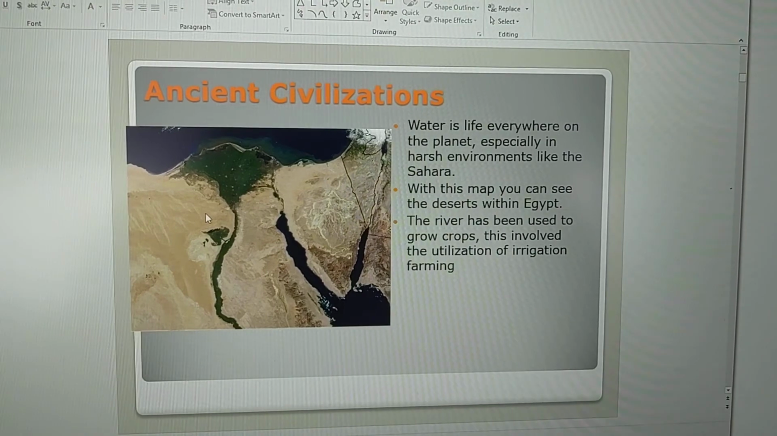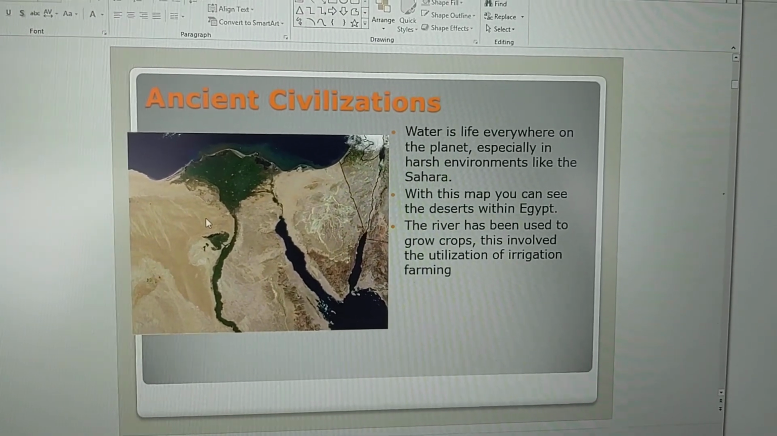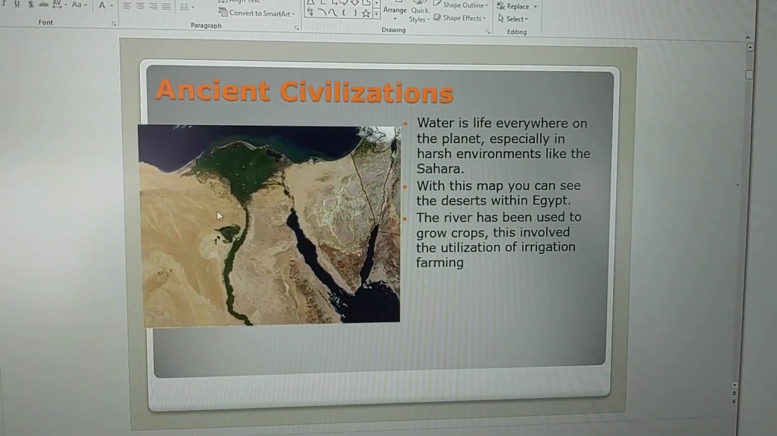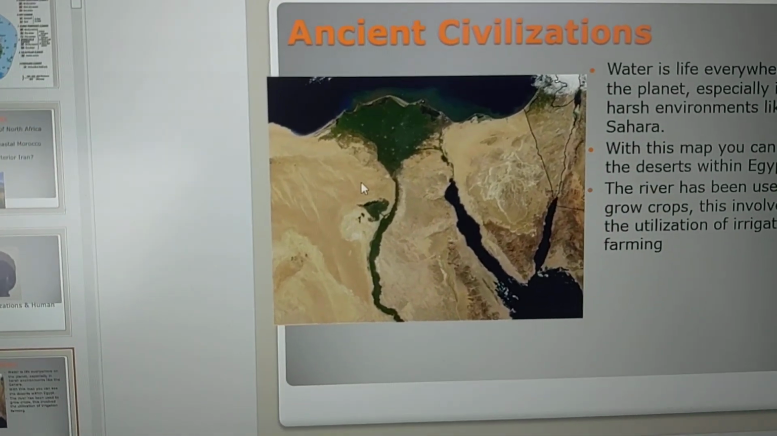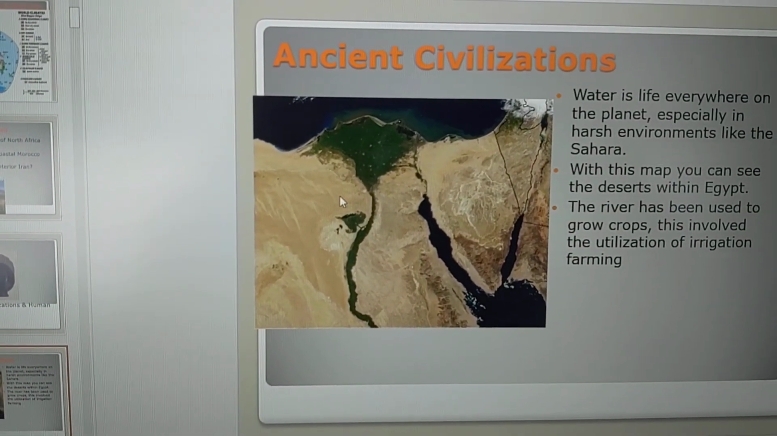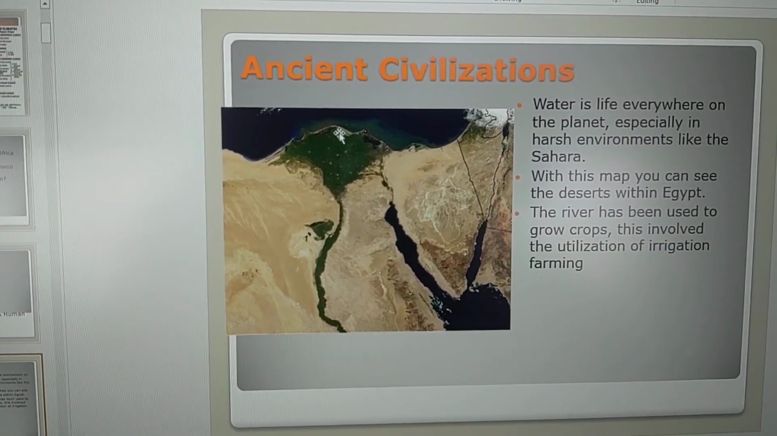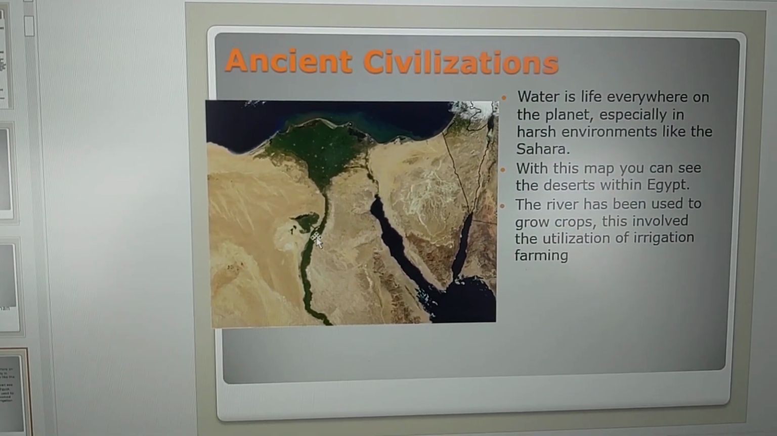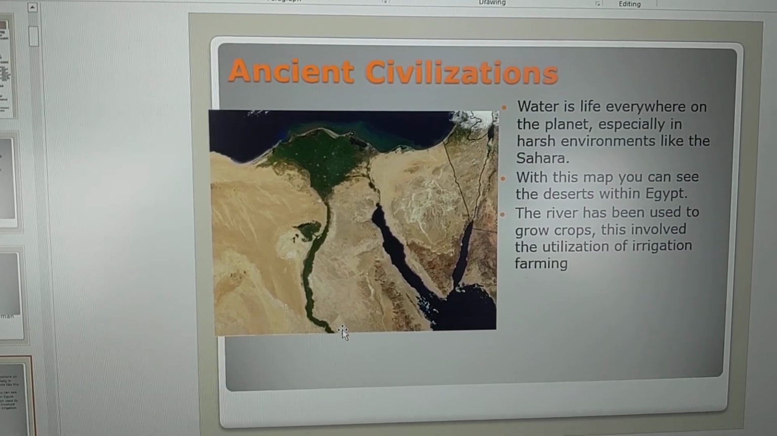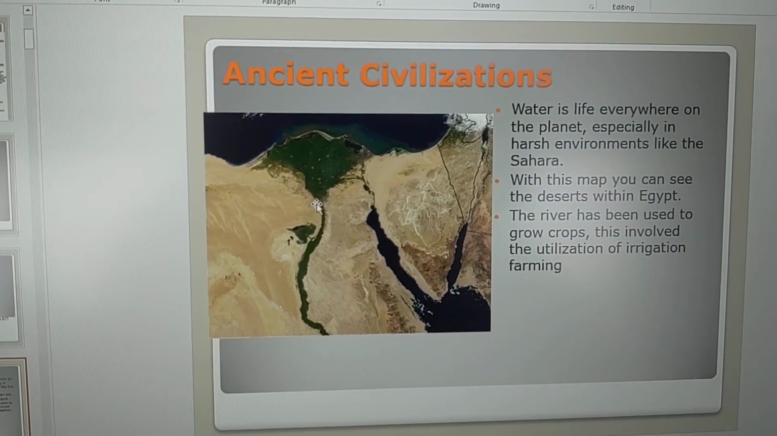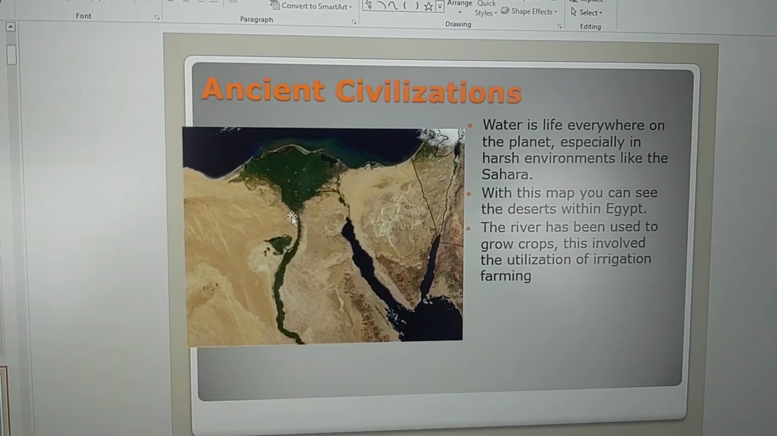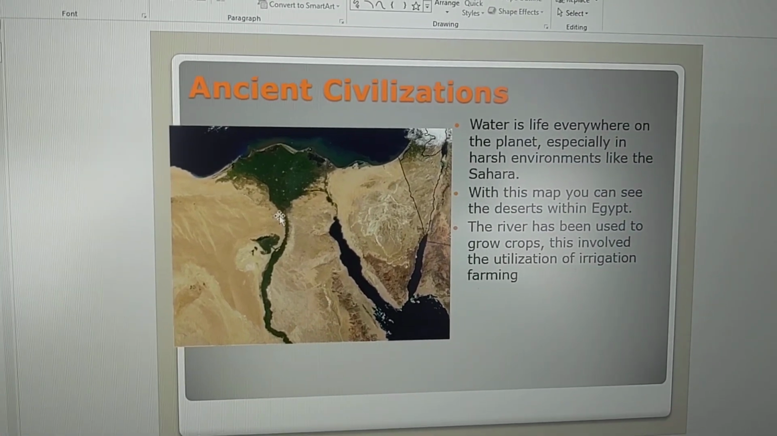Clearly, water is life, okay? It is life. Look at this satellite image, or this raster image here of Egypt. Clearly, you can see where the Nile River flows, and then also the Nile Delta. This allows not only for Egypt to have a substantial population, but also allowed the ancient Egyptians to survive.